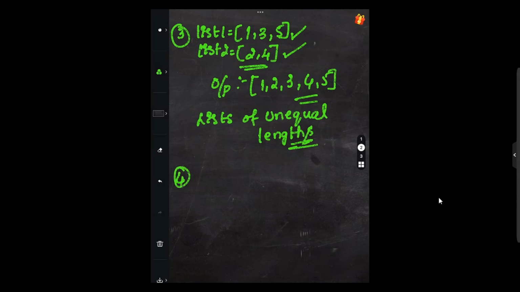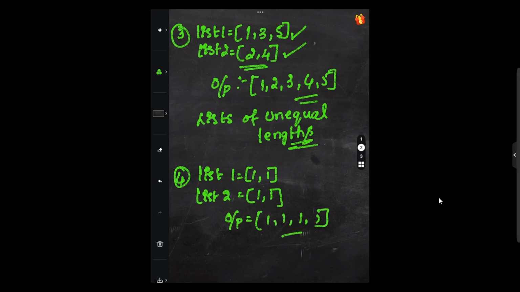The fourth edge case is lists with identical values. Identical values means the same values. Suppose list 1 is 1, 1, 1 and list 2 is also 1, 1. The output has to be 1, 1, 1, 1, 1. So this is for lists with identical values.